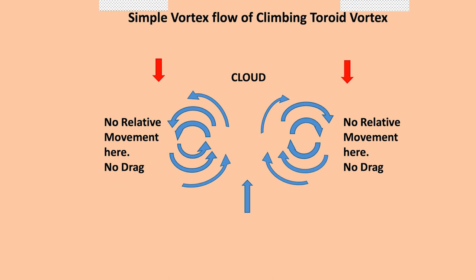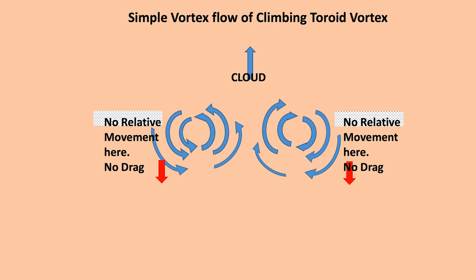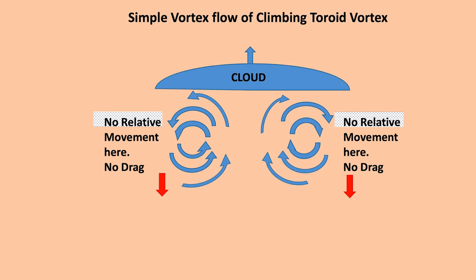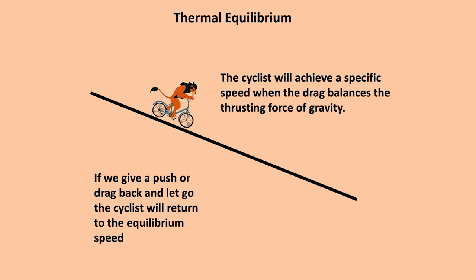Simple vortex flow, a climbing toroidal vortex then. Here we go, and it generates a cloud at the top, and we often see these donut shaped clouds as they form. Thermal equilibrium then. This marrying up of the downflow of the vortex to the outside air is really important, and it will maintain its speed.